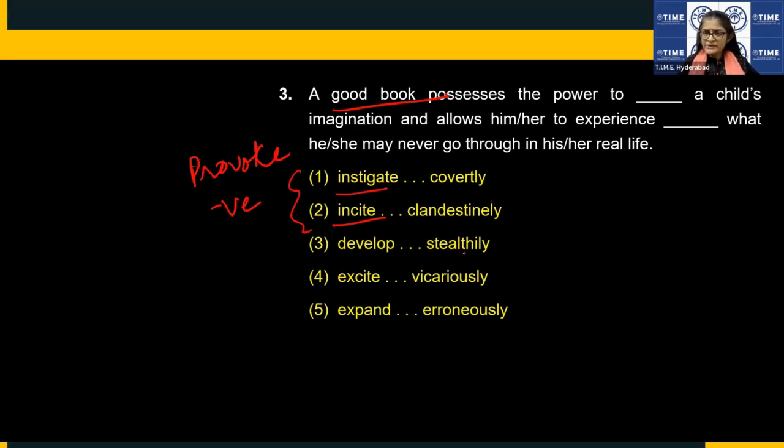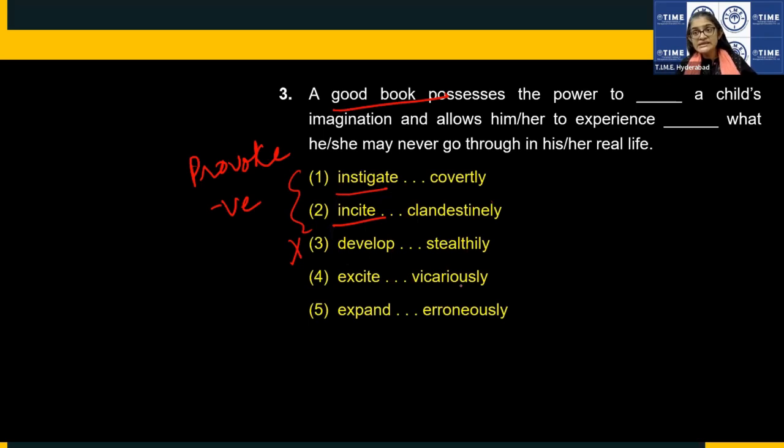Allow them to experience stealthily. Stealthily is again in a sneaky, secretive manner. Why would a book give information to children in a secret manner? That doesn't make sense either. Excite a child's imagination, okay, correct, and allow him or her to experience vicariously what he or she may never go through in his or her real life.